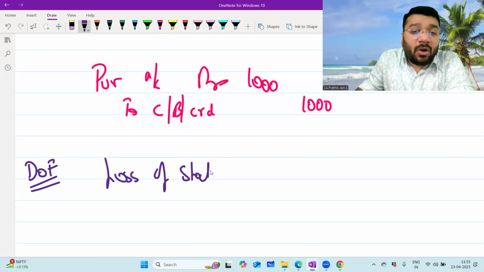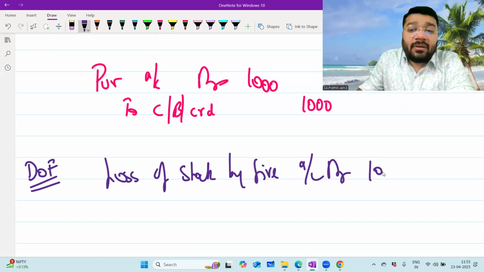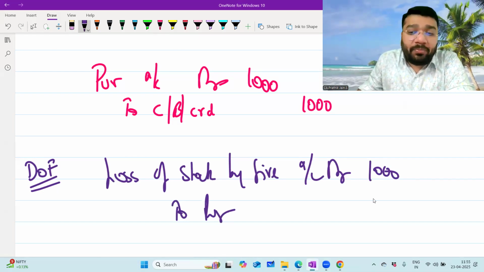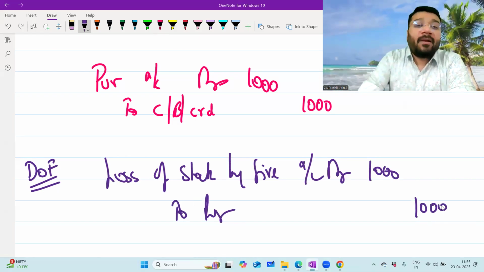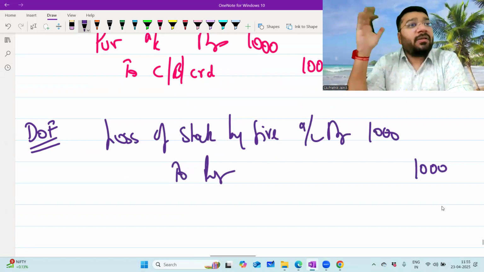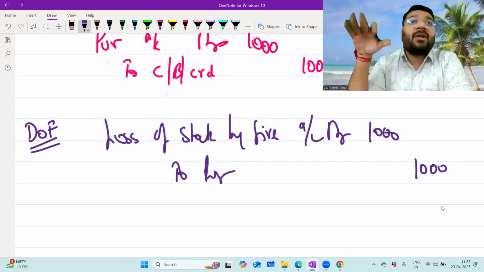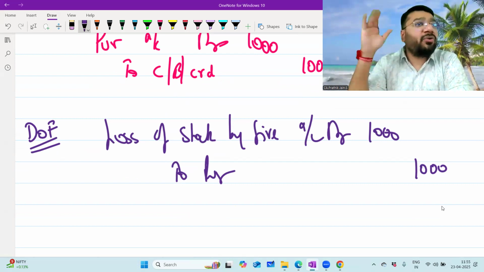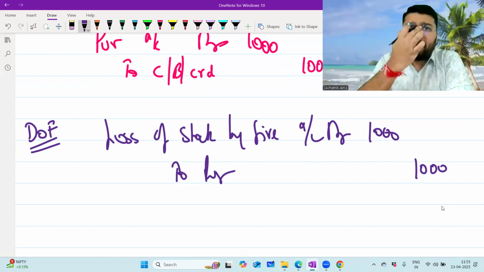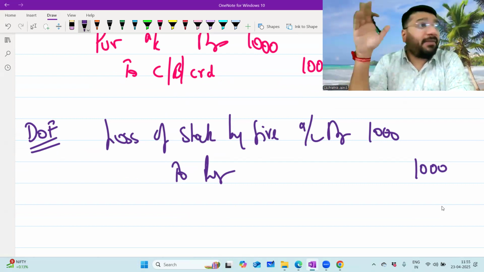Loss of stock or goods by fire: loss account debit to purchase 1,000. Okay. So on that day, you would have made a call. The insurance company team will come. They'll do their inquiry, assessment, whatever survey they want to do. They'll go back after all the assessment is done. They will generate a report.